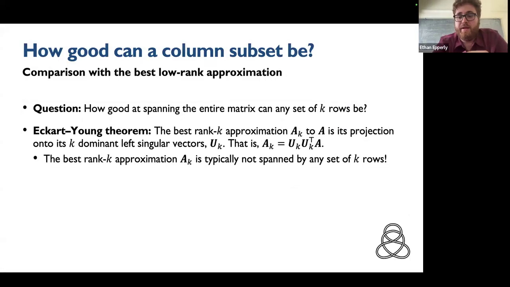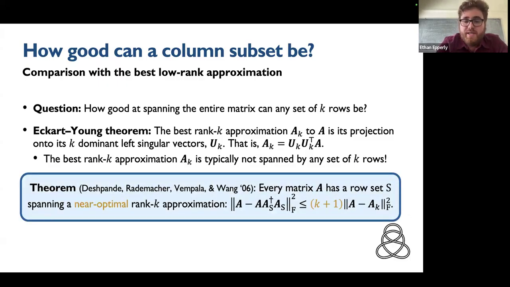So to begin, let me remind you of the Eckart-Young theorem, which states that the best rank K approximation of A, which I'll denote by A subscript K, is given by the projection of A onto its K dominant left singular vectors, UK. So the best rank K approximation is just UK times UK transpose times A. But this best rank K approximation AK is typically not spanned by any set of K rows. But fortunately, we can still get something.